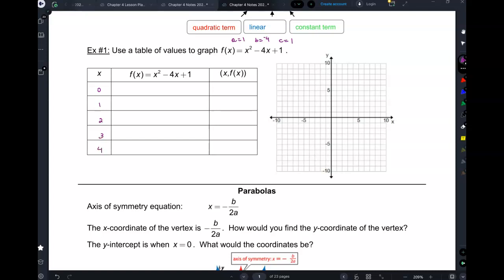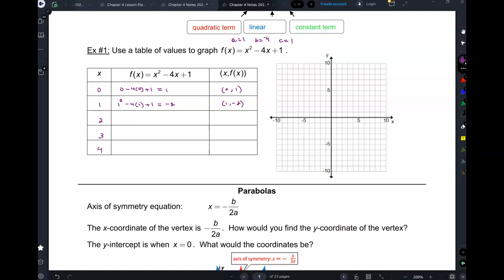Let's plug in the 0 into all the x's. You get 0 squared minus 4 times 0 is 0, plus 1. What would that equal? 1. So the coordinate becomes (0, 1). Next I plug in a 1: 1 squared minus 4 times 1 plus 1. What would that equal? -2. Go ahead and have your calculators out so you can plug them in. So this will be (1, -2).